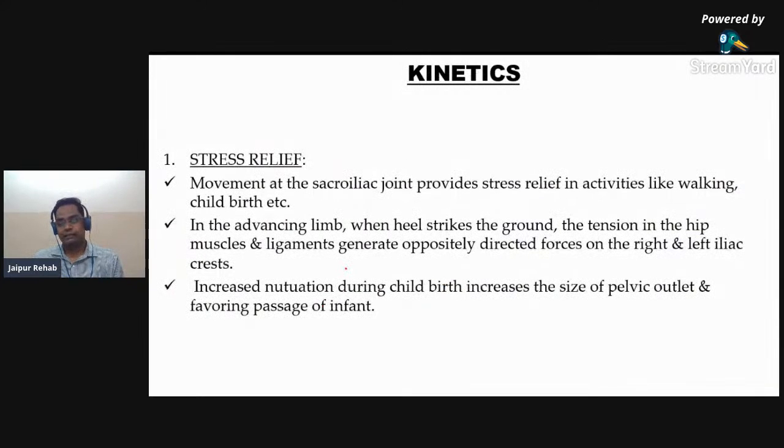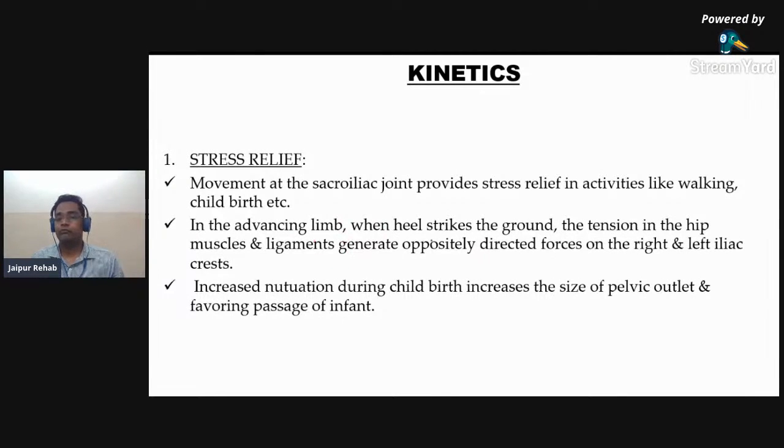Talking about the last segment of the day, which is stress relief. Movement at the sacroiliac joint provides stress relief whenever I am walking because of the torsions available in the sacrum while I'm walking. It gives us some amount of relief and efficient weight transference, right?